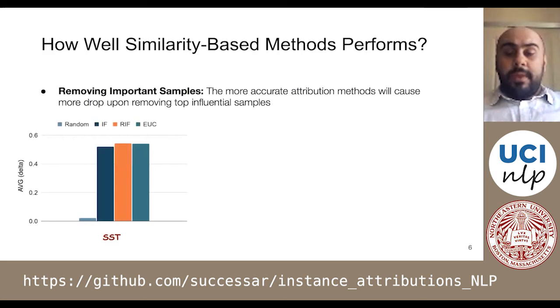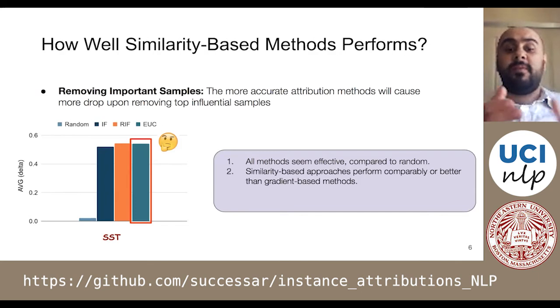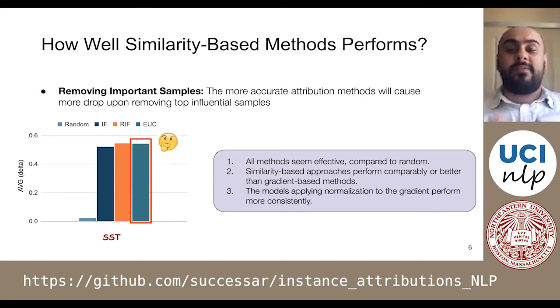The average drop in model output over the SST benchmark is provided here. As we can see, all methods seem effective compared to random sampling. Secondly, we see that, surprisingly, similarity-based approaches perform comparably or even better than gradient-based methods. And finally, we observe that methods that apply some form of normalization on top of their approximations appear more consistently throughout these experiments.